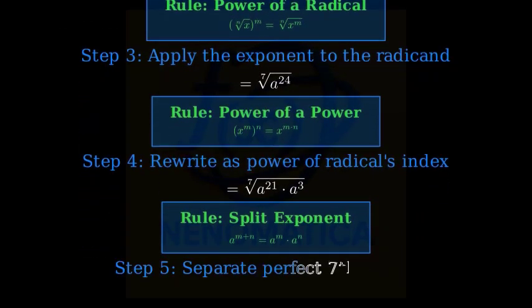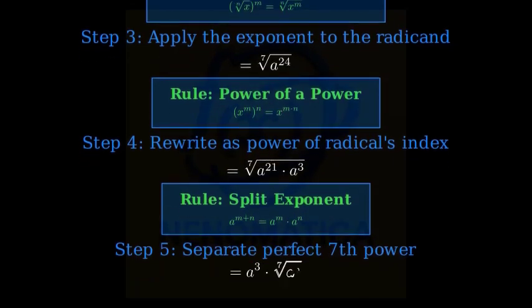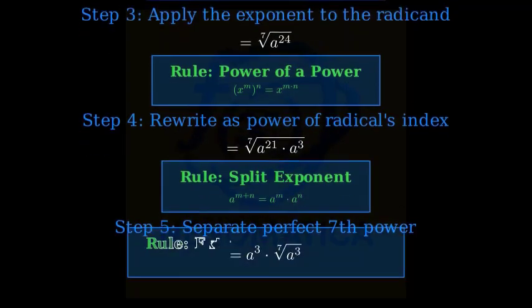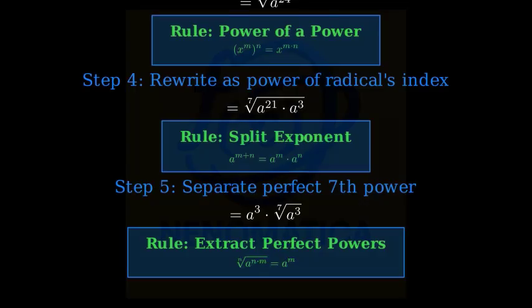Now, let's look at a to the 21. Since 21 equals 7 times 3, we can extract a to the power of 3 from under the radical sign. This is a key rule of radicals. If the exponent is divisible by the index, we can extract that factor outside the radical sign.